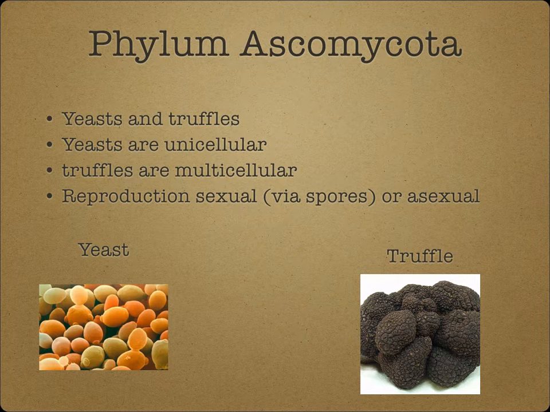Phylum Ascomycota consists of the yeasts and the truffles. Yeasts are unicellular and truffles are multicellular. Species in this phylum can reproduce sexually via spores or asexually.